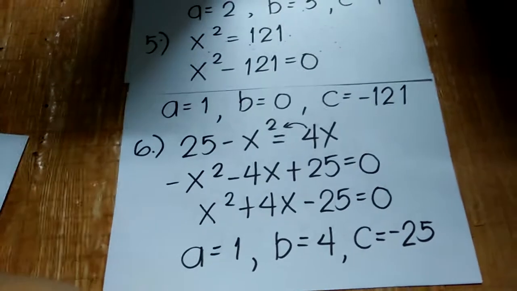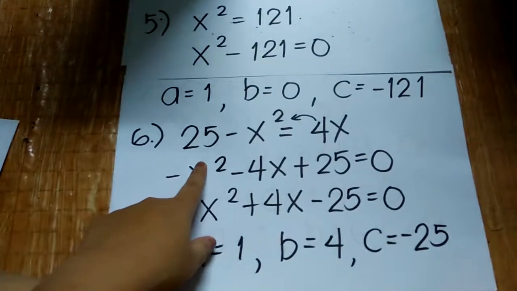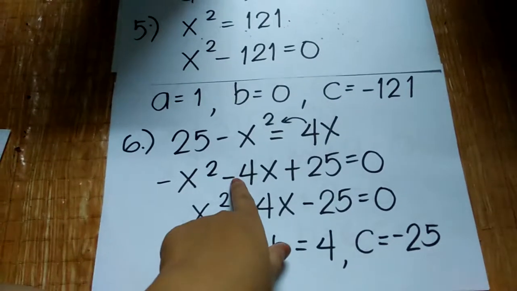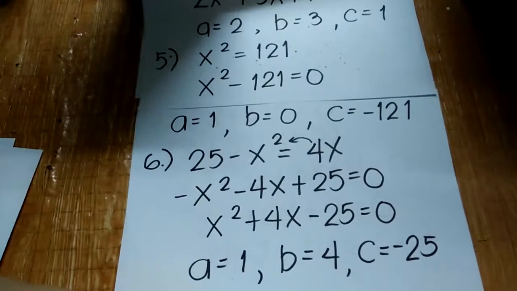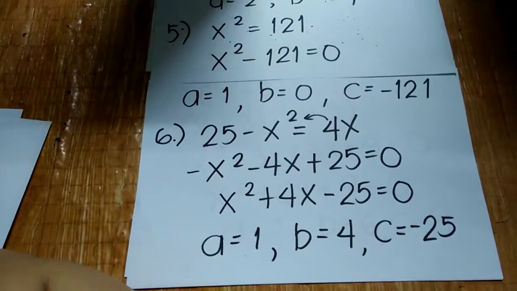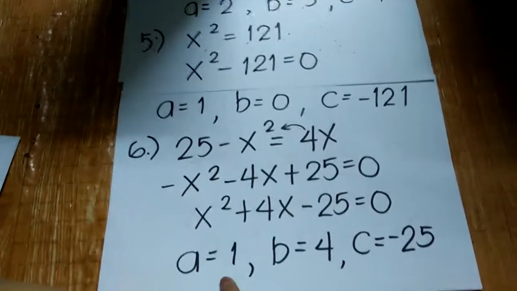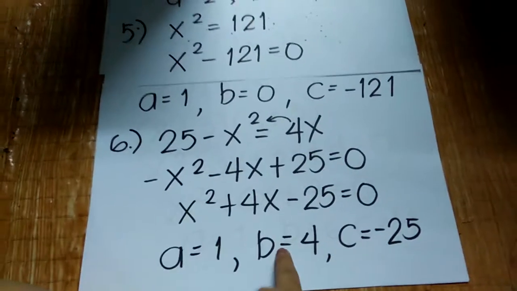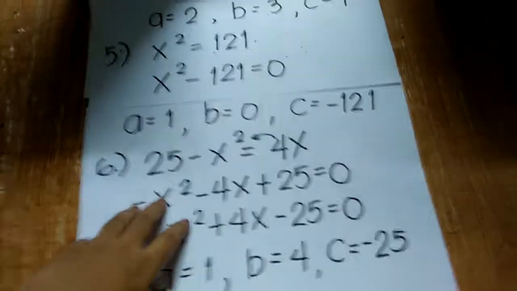So, baguhin lang natin ang sign lahat, or simply multiply to negative 1, or kunin lang natin yung mga kabaliktaran na sign. Ito, negative, gagawin mong positive. Yung negative, gagawin mong positive. Yung positive, gagawin mong negative. So, get only the inverse sign kung sakaling may negative yung x squared. And then, yun na, pwede na tayong mag-identify ng A, B, and C. A is 1, B is 4, and C is negative 25. Okay? Madali, di ba?